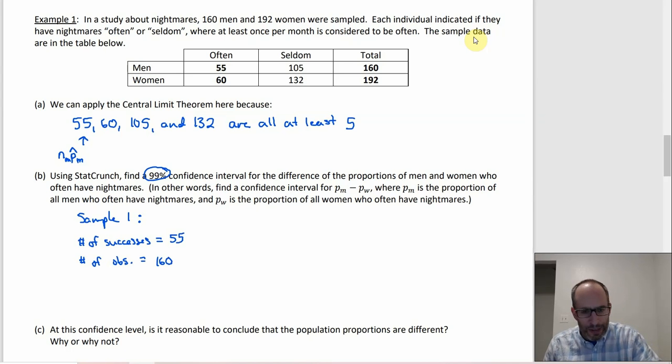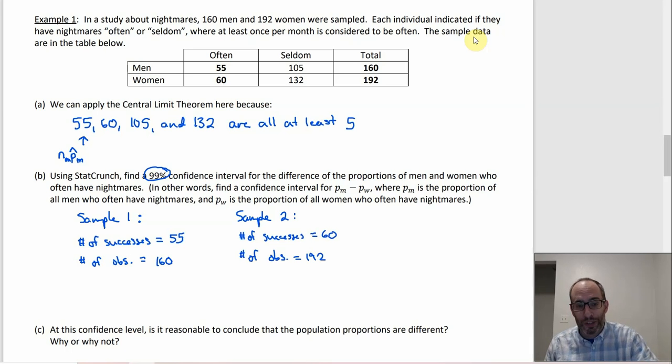And then in sample 2, then we're going to have the number of successes equal to 60, and then the number of observations equal to 192. And then the other thing is we're going to have to change the confidence level, right? So the confidence level needs to be 0.99 since it's 99% confidence, not 95%.